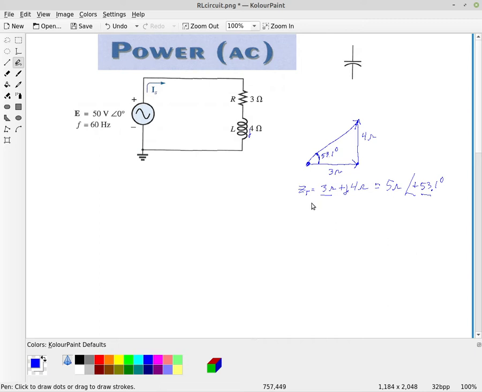And so if we wanted to work backwards to get the 3 ohms, the resistance, the value of the resistance would be Z times the cosine of the angle. So that would be 5 ohms times the cosine of the 53.1 degrees. And if we were to calculate XL, the reactance in the circuit, that would be Z times the sine of this same angle.